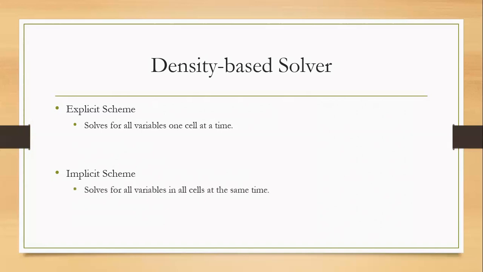And in the implicit scheme, it solves for all the variables in all cells at the same time, meaning that firstly it forms all the equations for the cells and then it solves them. In the explicit scheme, as soon as it makes the equation for a cell, it solves it as well. Just like the segregated algorithms, the explicit scheme is memory efficient, but the convergence is slower. And you can guess that in the implicit scheme, the convergence is faster, but it needs more memory.